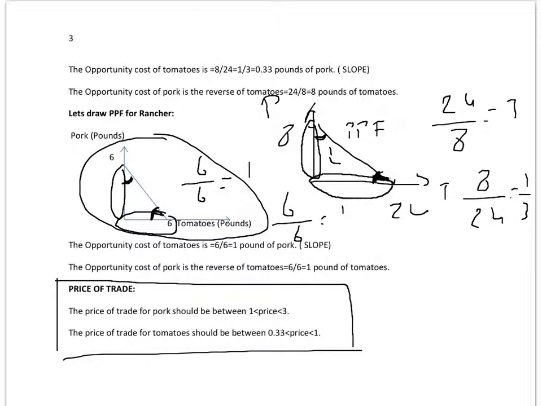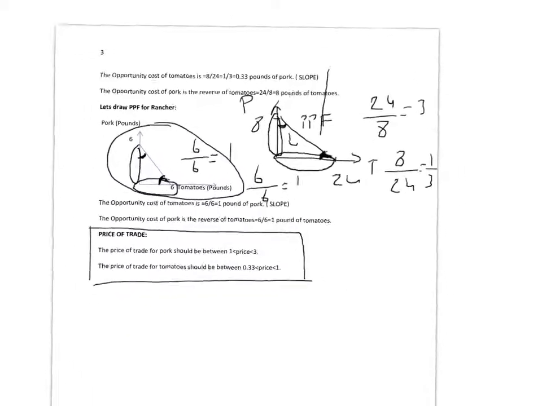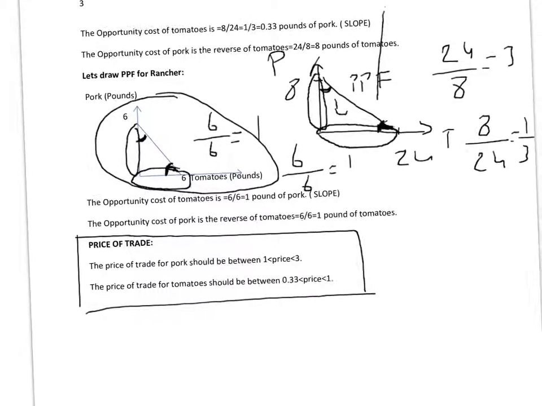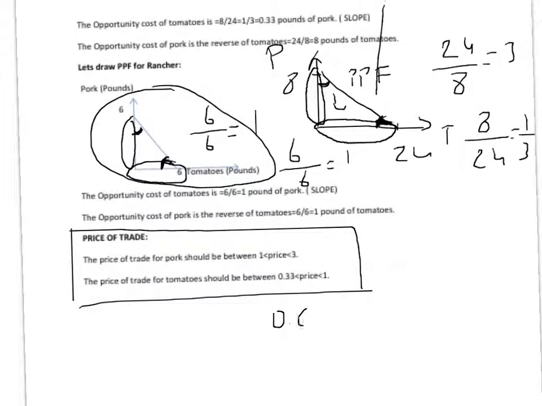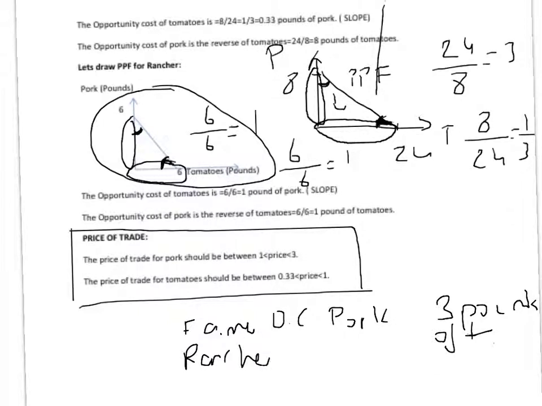So to be clear, let's say in this example, for pork production, the opportunity cost of pork for the farmer is 3 pounds of tomato. And for the rancher, the opportunity cost of pork is 1 pound of tomato. So as you see, the price of the trade should be between these two opportunity costs. It cannot be higher than 3. It cannot be lower than 1.